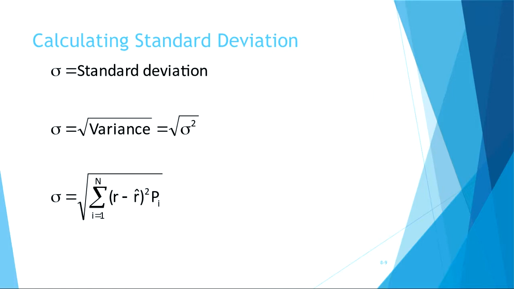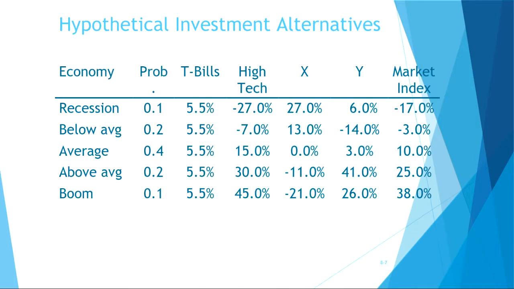Okay, let's go back to the previous slide. Please calculate the standard deviation of each investment. I'll tell you the expected return for each investment alternative, we already did it. Let me write here: 12.4% for the high tech, 1% for company X, 9.8% for company Y, and for the market index, it's 10.5%. So these are the expected returns.